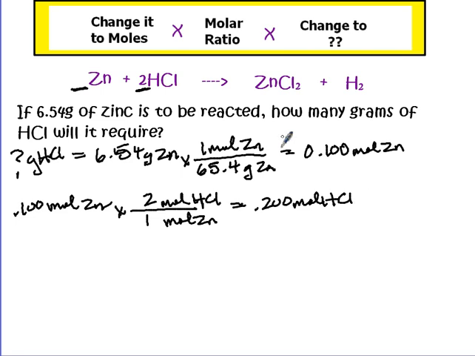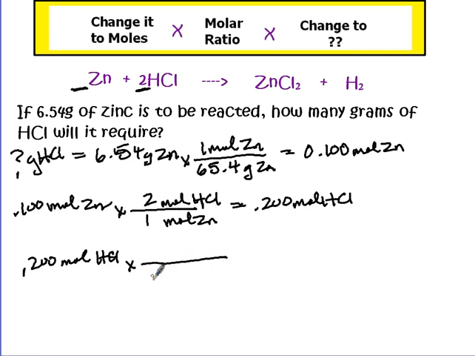All right, we're down to our third step. I told you these were long. We're going to change it back to whatever the problem wants, and in this case, the problem wants grams. We call this a mass-to-mass problem because we're going from grams to grams. So to finish it off, we're going to take our 0.2 moles of hydrochloric acid, and we're going to change that to grams of hydrochloric acid.